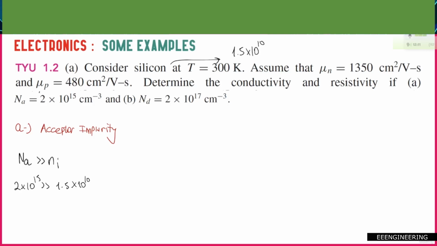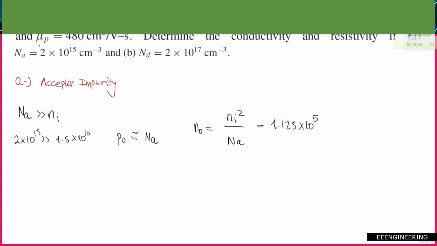And that's the reason we're going to say P0 is approximately equal to Na. And so we can easily calculate the value for N0, which is going to be Ni squared over P0, which is basically Na. So when you do the proper calculations, you're going to find the N0 value, which is the electron concentration at equilibrium, is going to be 1.125 times 10^5. Now, since we have both electron and hole concentration, we can easily calculate the conductivity for this material.